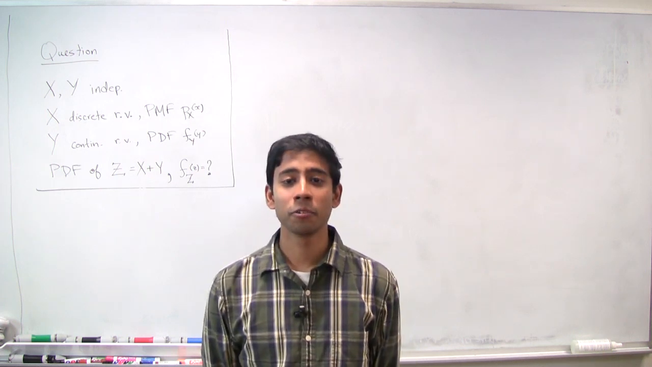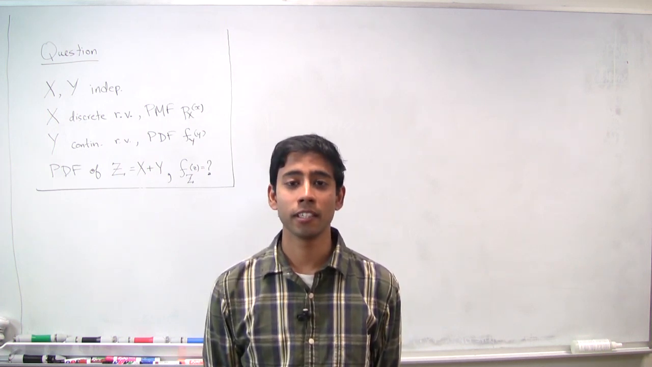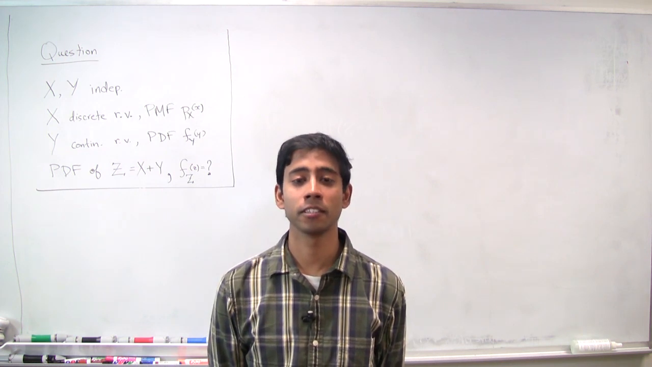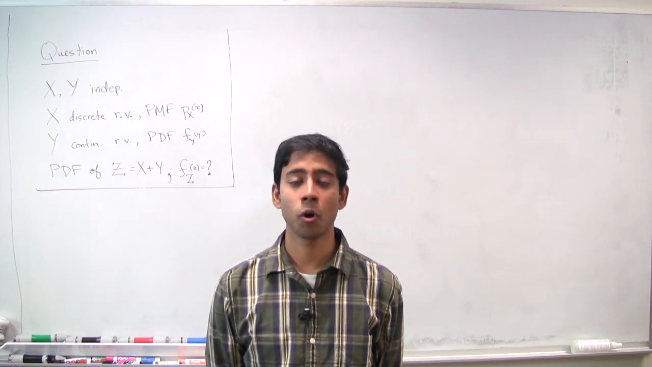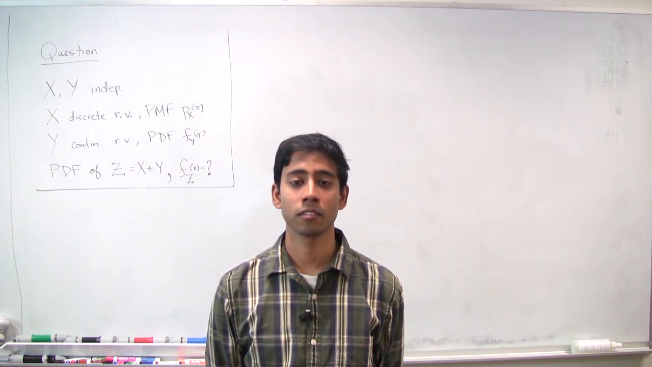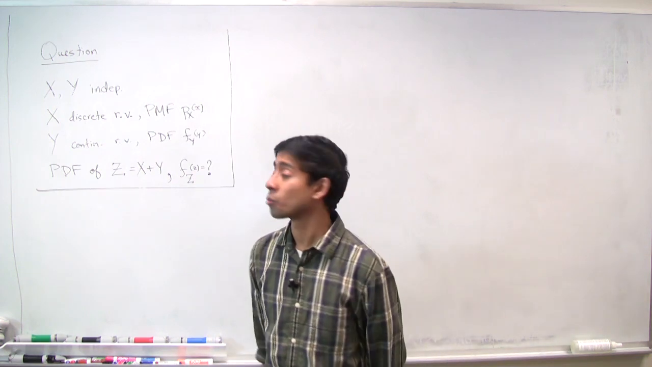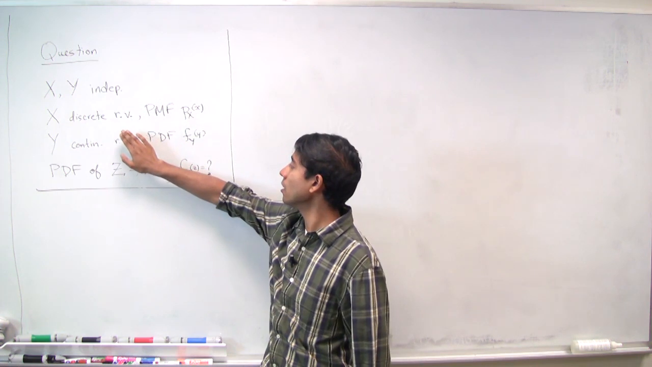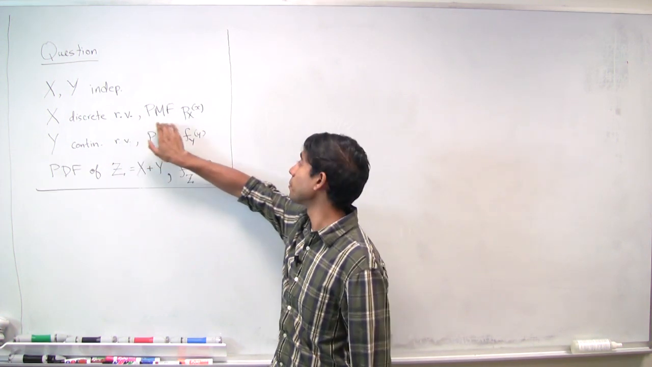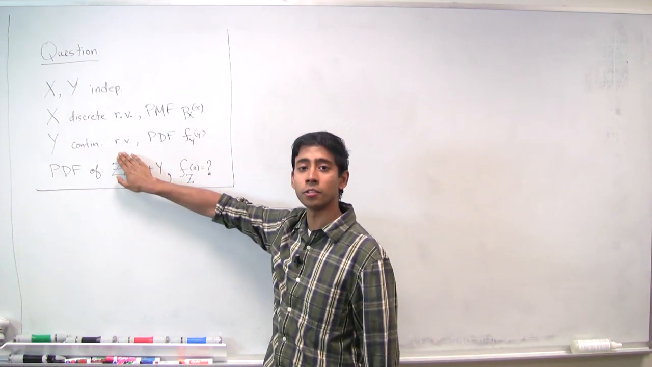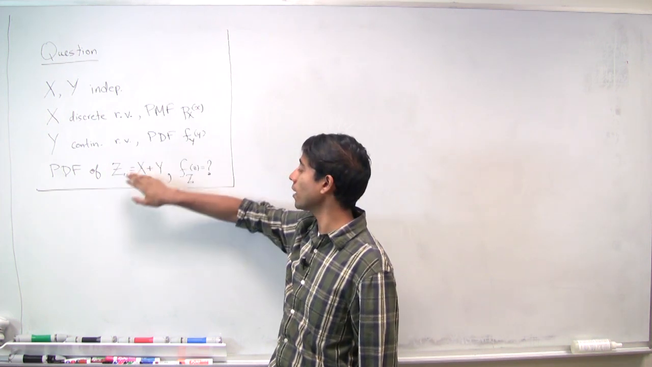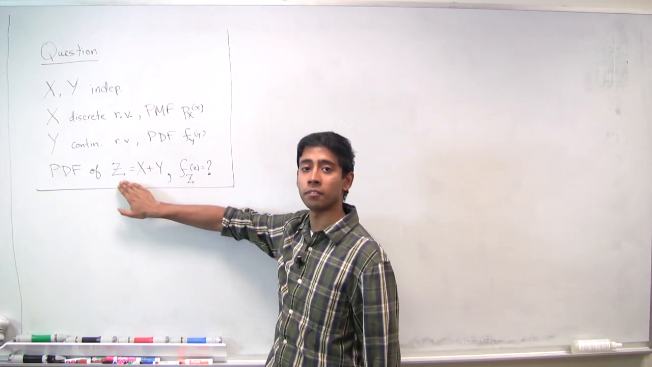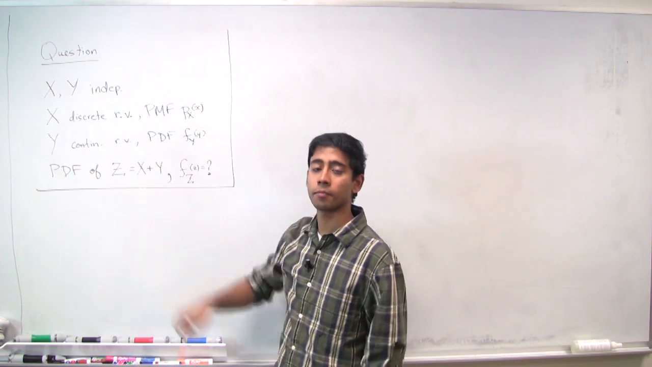In this video, we're going to do an example in which we derive the probability density function of the sum of two random variables. The problem tells us the following. We're given that X and Y are independent random variables. X is a discrete random variable with PMF p_X. Y is continuous with PDF f_Y. And we'd like to compute the PDF of Z, which is equal to X plus Y.